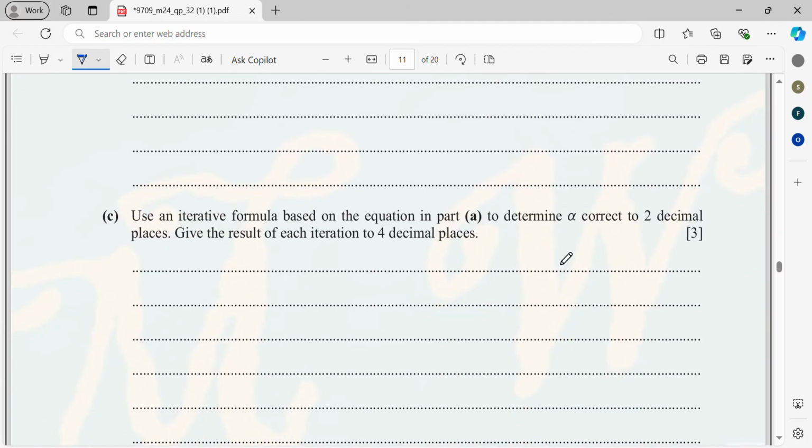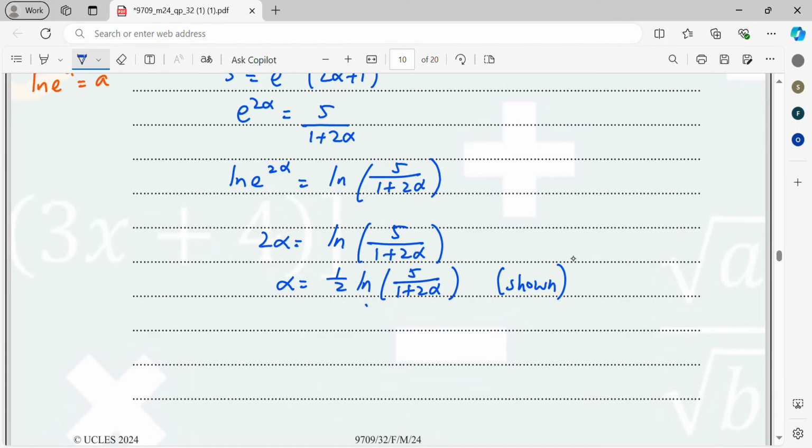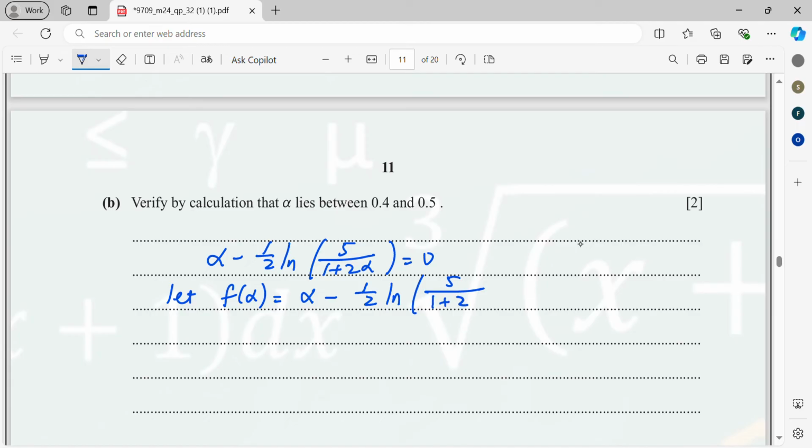Okay, so next part B. Verify by calculation that alpha lies between 0.4 and 0.5. To verify this, I'm going to use the sign change rule, which means I get the equation of f alpha first by moving the right side to the left side. So I will be getting alpha minus half ln of 5 over 1 plus 2 alpha equals 0. Then I will define the left side as f alpha. So let f alpha equal alpha minus half ln of 5 over 1 plus 2 alpha.